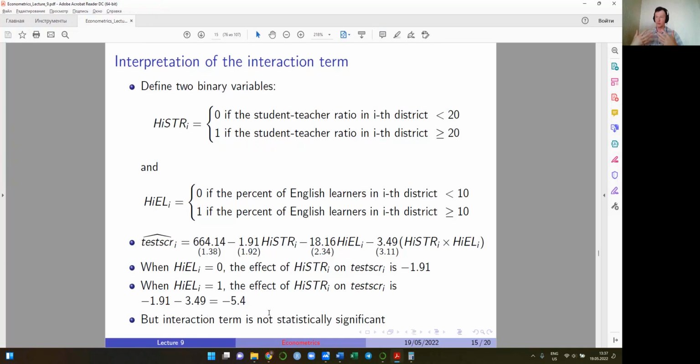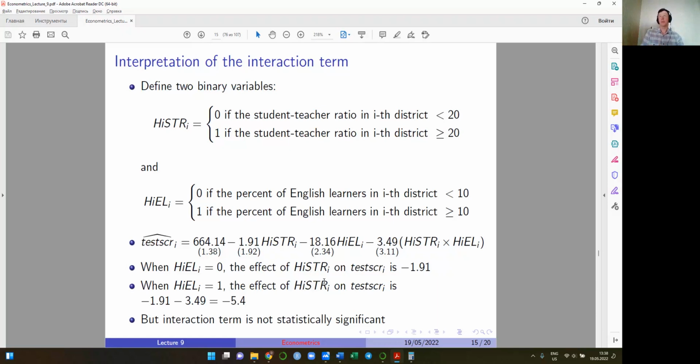researchers want to see if there is a different effect of one variable on the other for different groups of people. For example, for women and men, or for people with a different level of education. This is something resembling ANOVA, but now we are not simply comparing means, we are comparing the whole regression lines. We are comparing the regression line for, for example, males and the regression line for females. Or we are comparing the regression line for districts with a large percentage of English learners and small percentage of English learners.